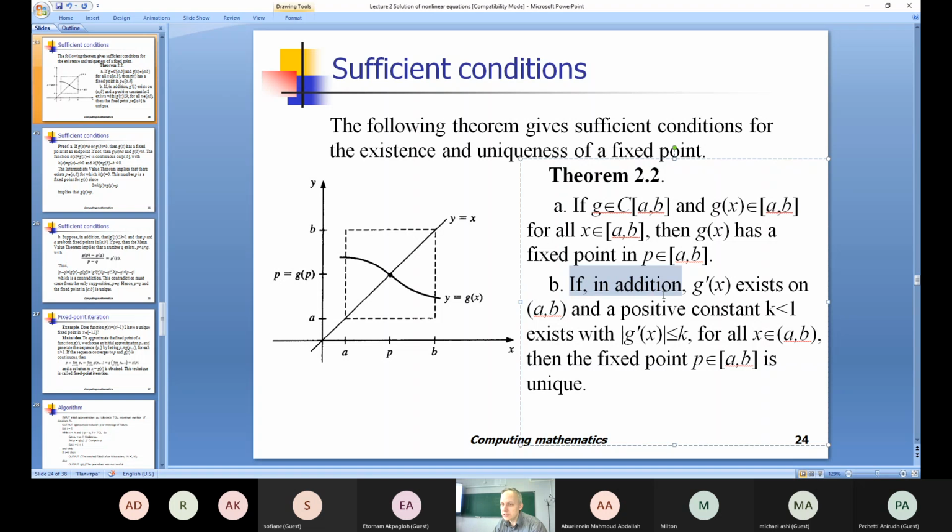Well, if in addition the derivative of the function exists and the modulus of this derivative is smaller than k, where k is smaller than 1, for all x between a and b, then the fixed point is unique.